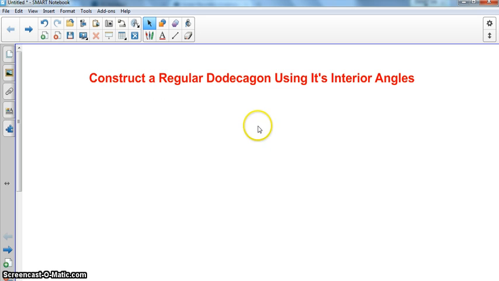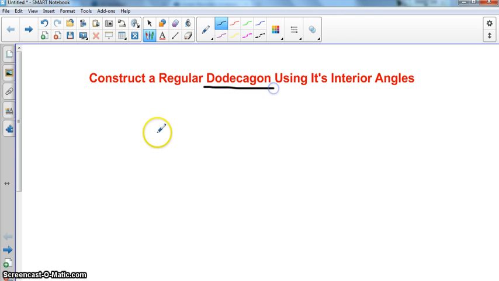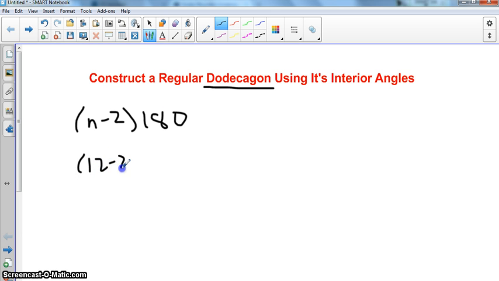First one, construct a regular dodecagon using its interior angles. First thing we have to do is figure out the angle sum of all 12 angles, what they would add up to. So to do that, remember we have our polygon angle sum theorem. That tells us our sum. So n in this case is going to be 12. So if we take 12 minus 2 times 180, 12 minus 2 is 10, and 10 times 180 is just 1800. So in a dodecagon, all the angles are going to add up to 1800.